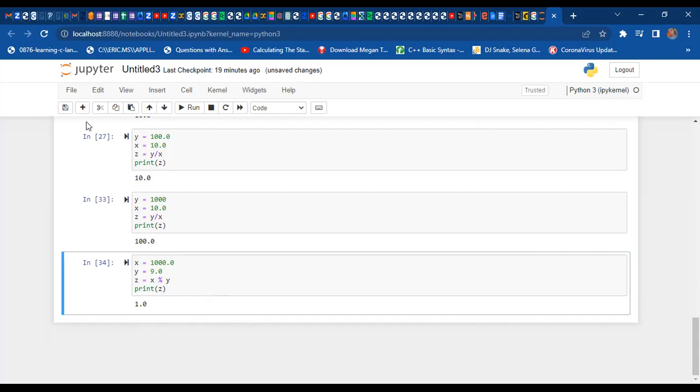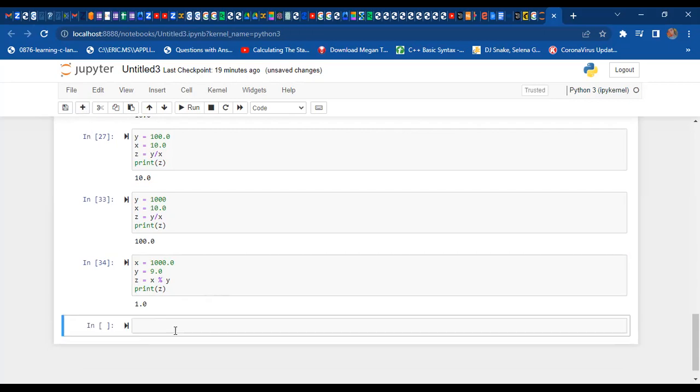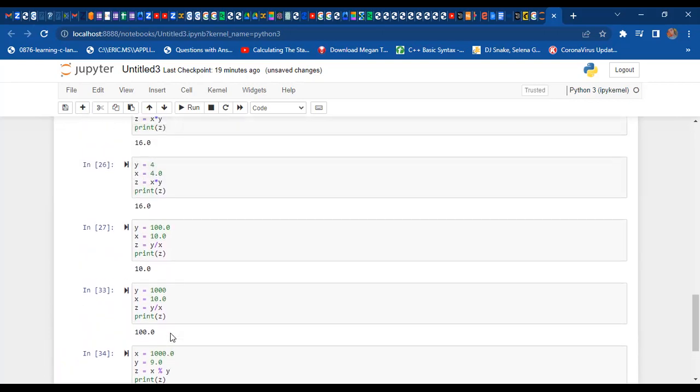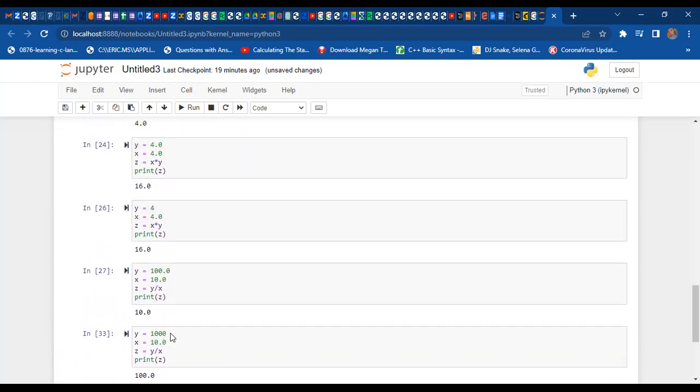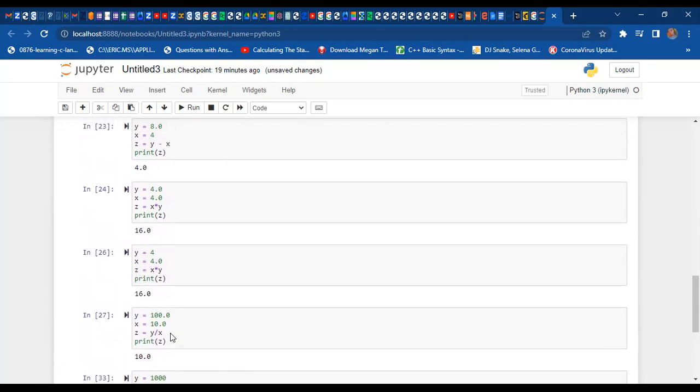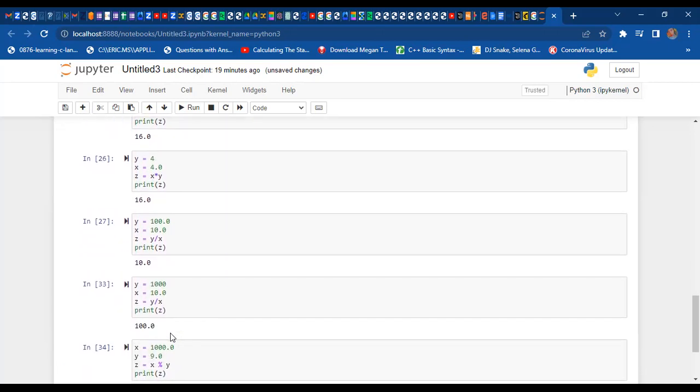Okay, let's try an integer and a float. Yvonne, please excuse me a little bit. It's like I got lost somewhere. Now, can you please scroll up? I want to see these divisions.